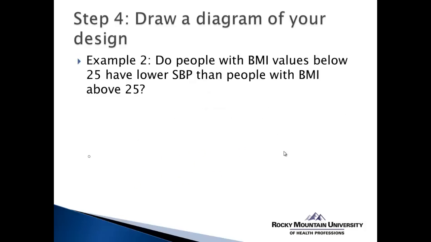Now, another example. Do people with BMI, or body mass index, values below 25 have lower blood pressure, systolic blood pressure, than people with BMIs above 25? So I want to do this comparison between people in one group and people in another group. That sounds like a cause and effect or a group comparison question.